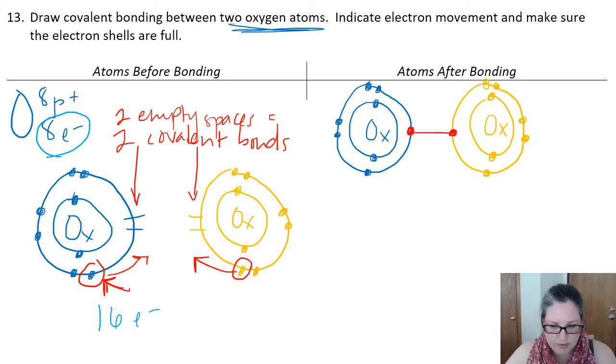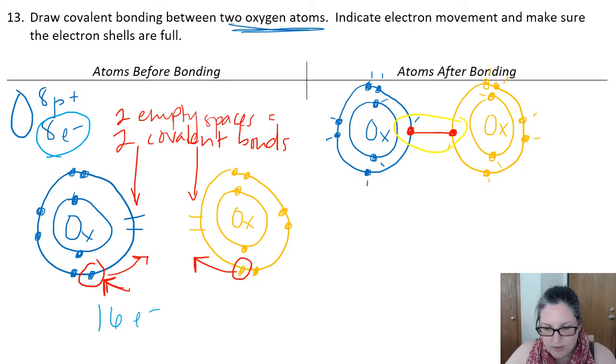Let's count up all our electrons. So we started with 16 total. So on the oxygen on the left, we have 1, 2, 3, 4, 5, 6, 7, 8. And on the right, we have 1, 2, 3, 4, 5, 6, 7, 8. Okay, that's great. So let's count our empty spaces though. In the outer valence shell, we're sharing 1 pair, 1 covalent bond.